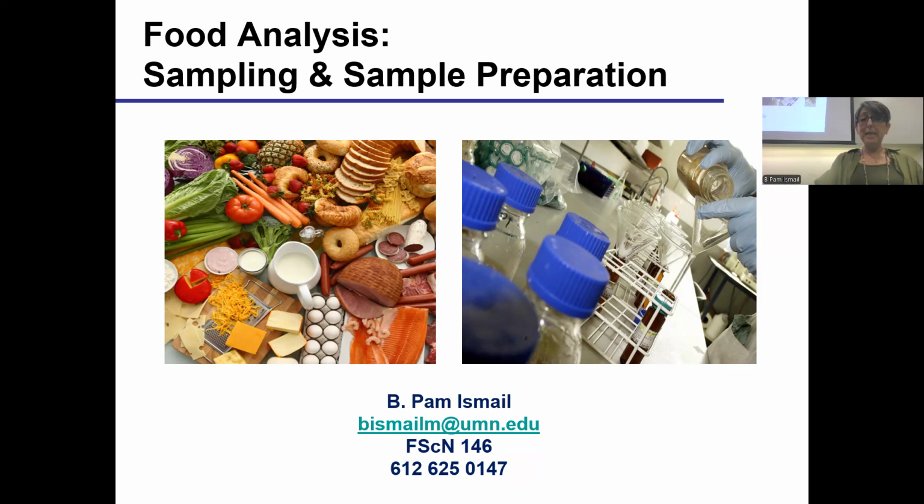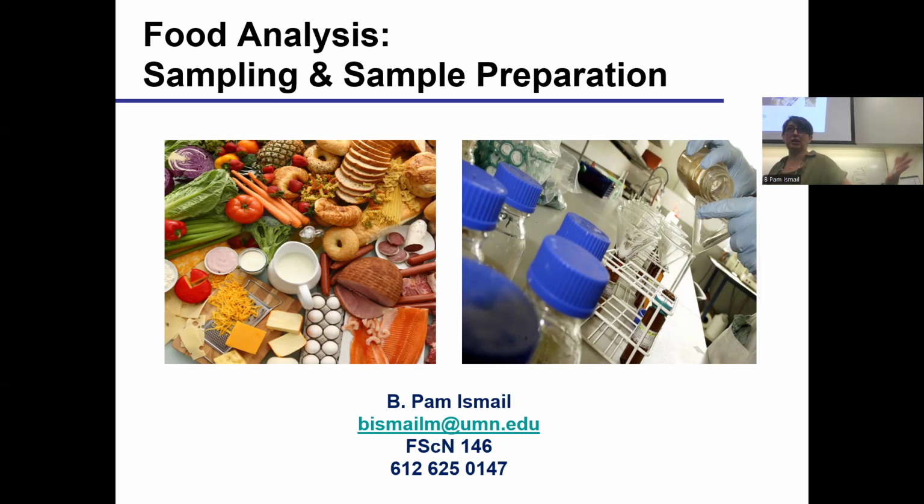So sampling and sample preparation, very essential in food analysis. Can anybody tell me why this is essential, you think? What do you understand when you say sampling? What does that mean to you? Yes, Rob? You've got 100,000 of a product and you need to know that most of it's pretty good and you can't open 100,000 of your product. Simply put, yes, you need to take a representative sample of the population.